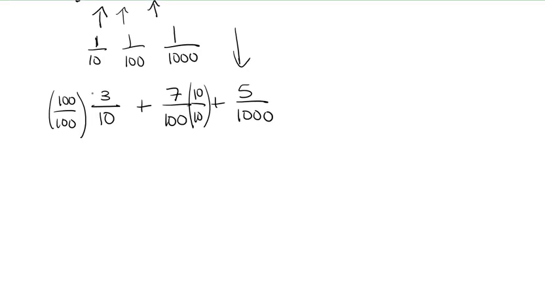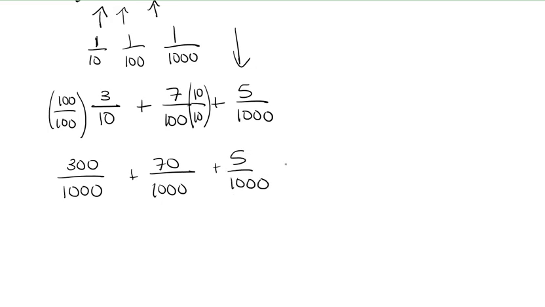Now, let's go ahead and multiply this out. 3 times 100 is 300 over 1,000. Next, we have 7 times 10, which is 70 over 1,000, plus 5 over 1,000. So this becomes, as we add them all up, 300 plus 70, so that's 370 plus 5, so 375 over 1,000.